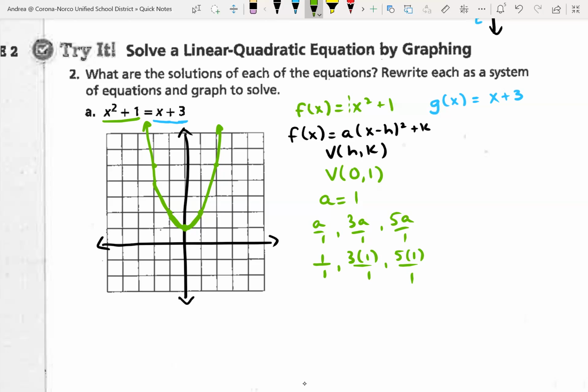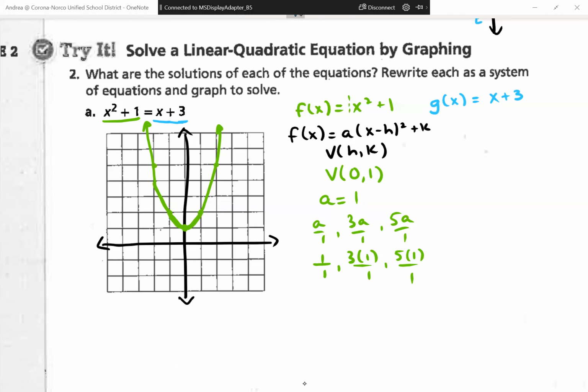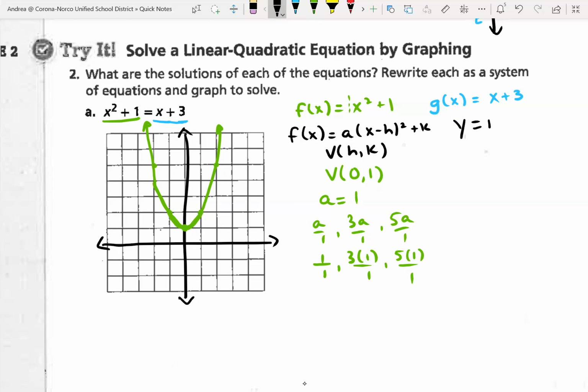Okay, so that is our quadratic function. Now let's look at the linear side. Okay, let's review linear equations. Linear is y equals mx plus b.